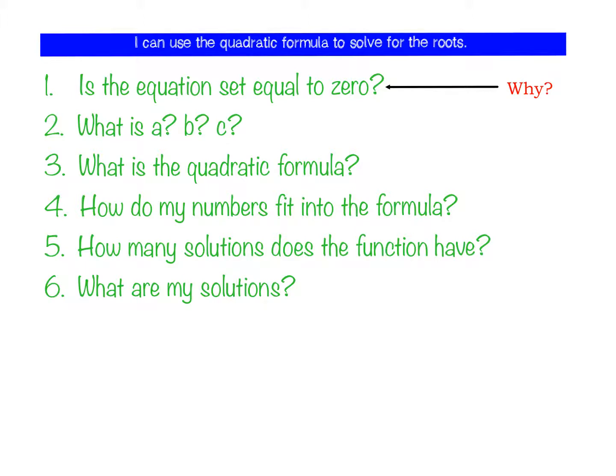Then what is the quadratic formula? So x equals opposite b plus or minus the square root of b squared minus 4ac all over 2a. How do my numbers fit into the formula? So I'm just plugging the a's, the b's, and the c's in. And then how many solutions does the function have? And that comes from what we call the discriminant. We're going to talk about that in a minute. And then what are my solutions?